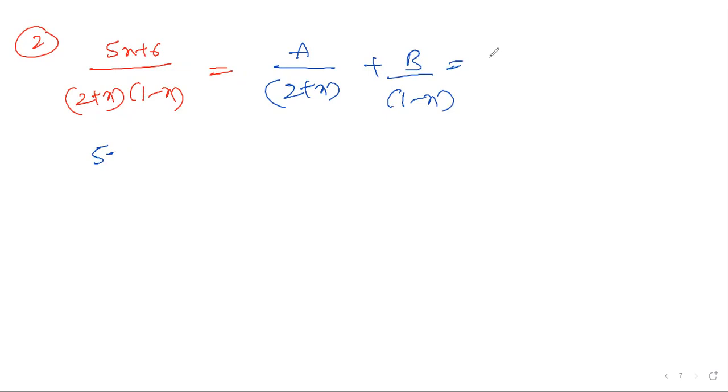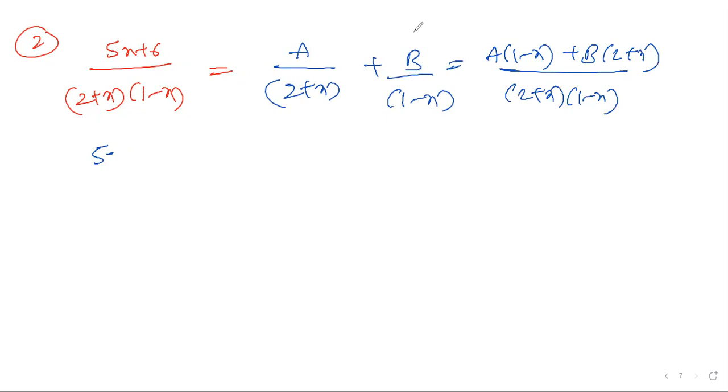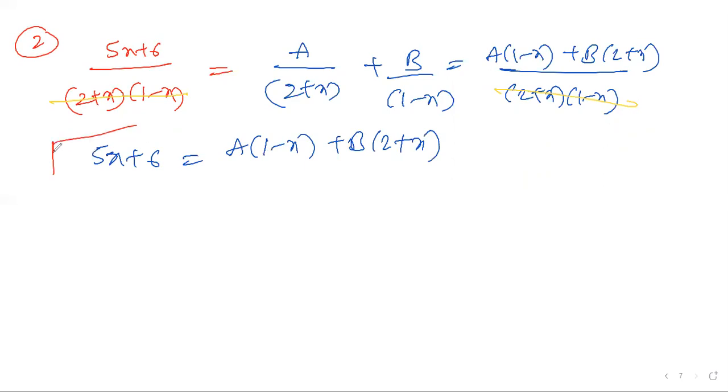I'll write directly only. Why should I waste the space? Plus B(2 + x) over (2 + x)(1 − x). Am I clear, right? This is going to be cancelled. So what is the next step here? 5x + 6 is equal to... okay, this is the final equation.